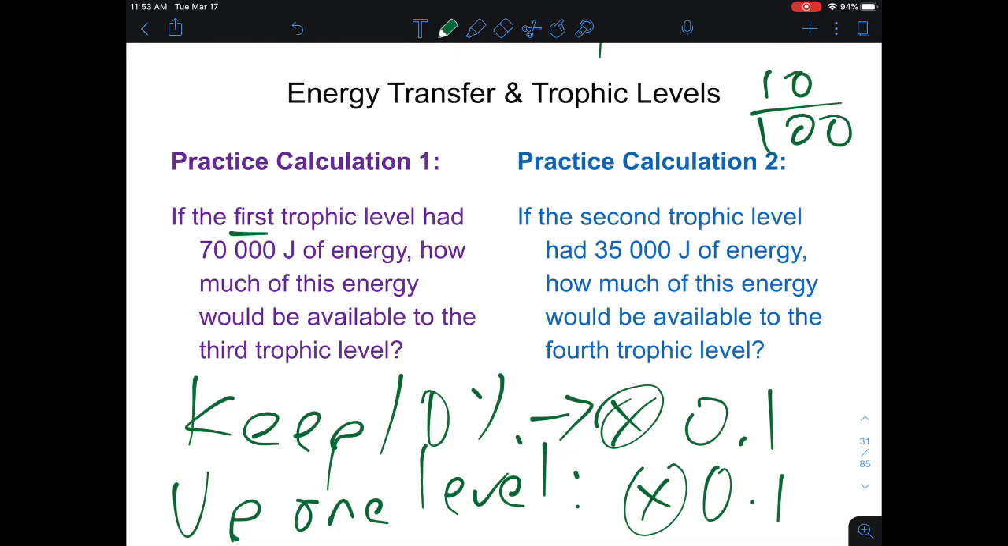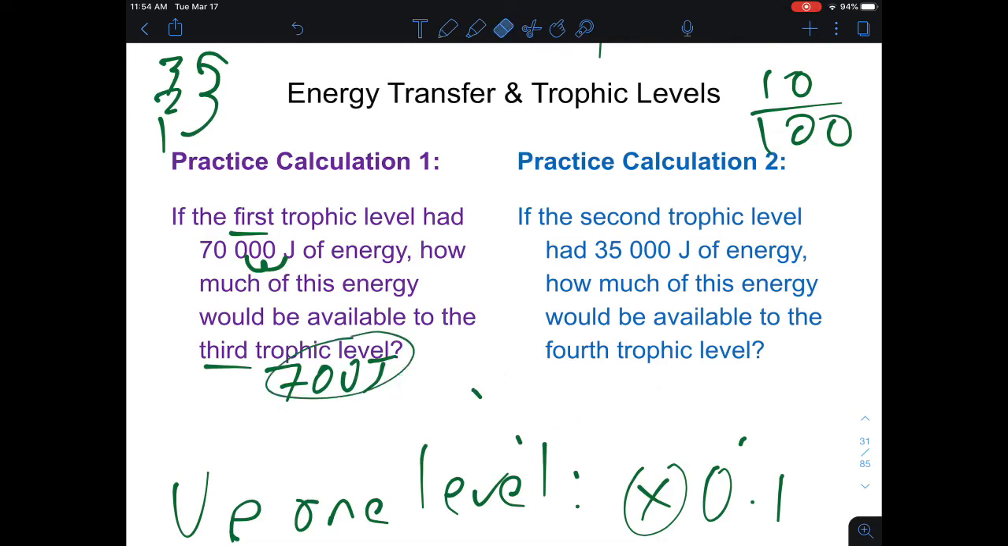So if we are going from the first trophic level to the third trophic level, so we have levels 1, 2, and 3, we're going up 1, 2 levels, which means we're going to move the decimal 1, 2 places, or multiply by 0.1 twice. So we should end up with 700 joules.